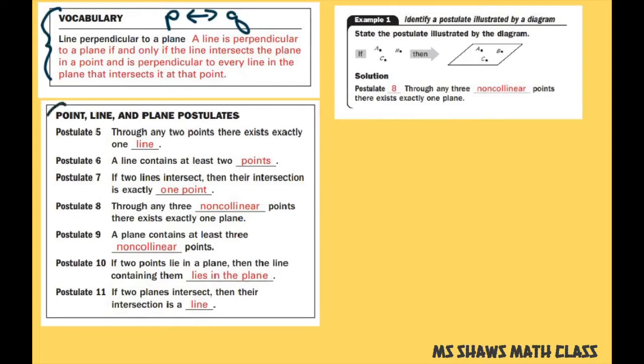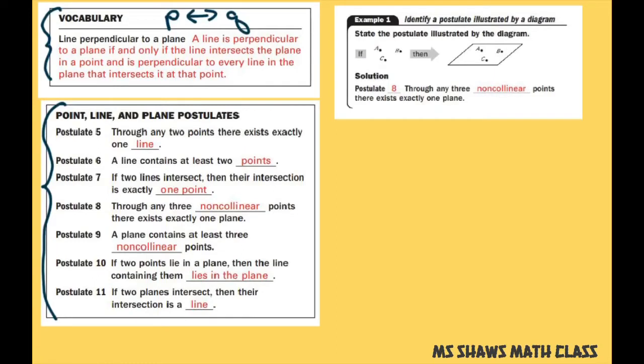Here are your postulates that are regarding point, line, and plane postulates. So we have an example here, and I have some more that we can go over these without me just reading them. So for example 1, identify a postulate illustrated by the diagram.